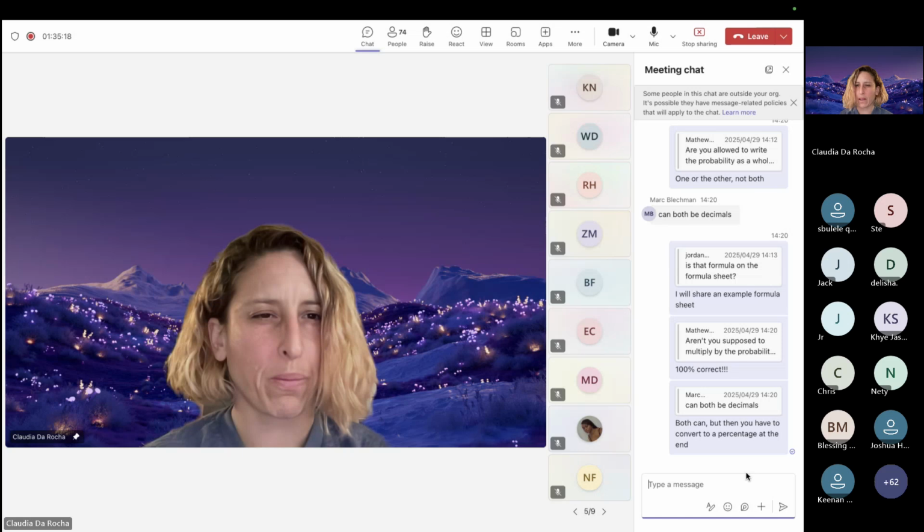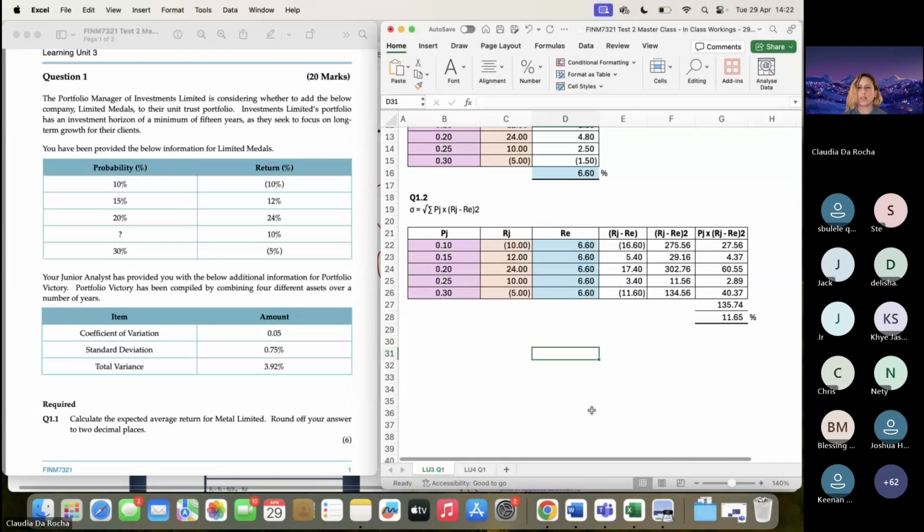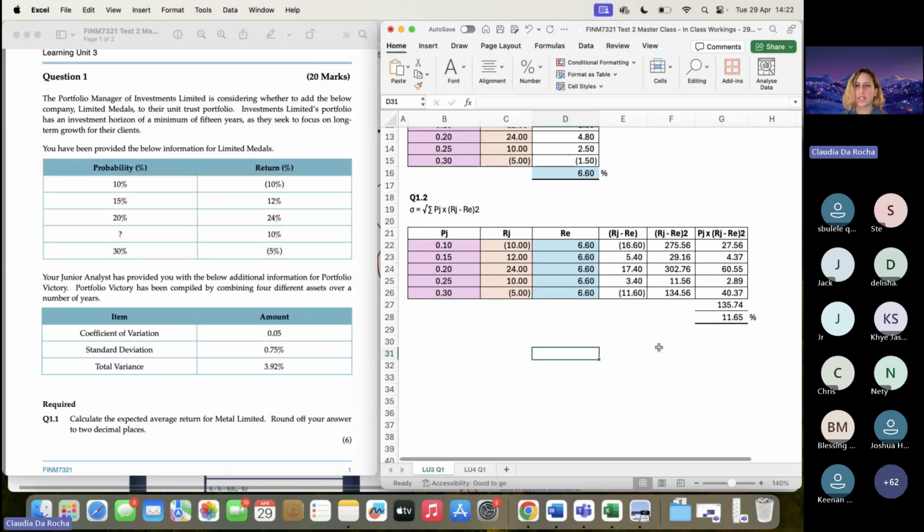Of course, I'll show the answer again. Let me hide that. Okay, so the answer is PJ. There's your probability, your return for your individual probabilities, your return overall that you calculated. We then say RJ minus RE, squared, and mustn't forget to times by the probability. Thank you, because I did forget to do that. We sum that, and then we square root it to get our answer. We leave it like that. Cool.